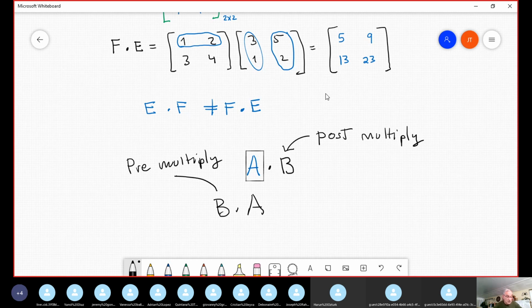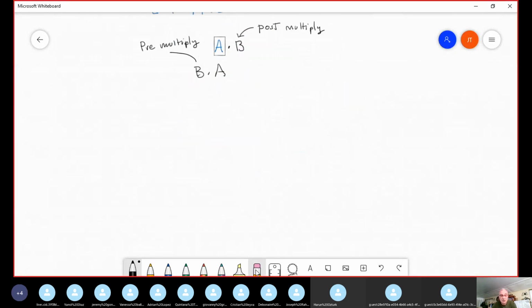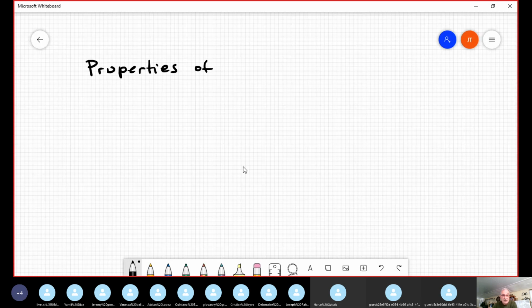It's not commutative. So it's the time to summarize the most important properties for matrix multiplication. I try to condense the information that we have so far. What property is good, what property is not good, what property is true, what property is not true. Okay, properties of matrix multiplication.